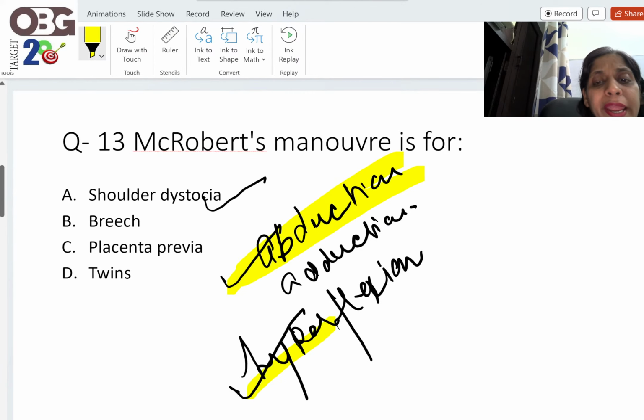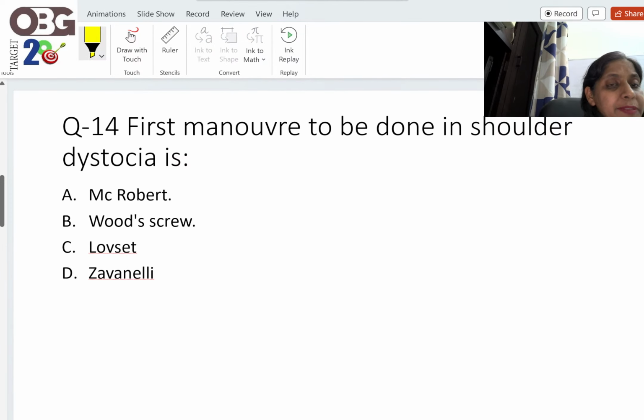The moment you diagnose that yes, this is a case for McRoberts maneuver, you have to do hyperflexion and abduction. Okay, the first maneuver to be done is McRoberts. So these are the reflexes which you will develop in the labor room. The moment the head comes out and the shoulder is not coming out, you will hyperflex the thigh and abduct it.